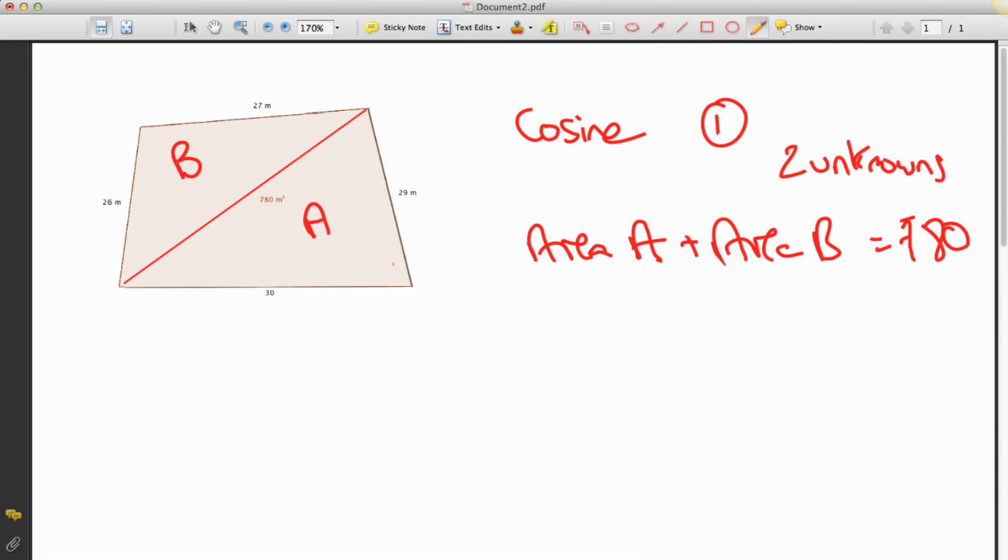The area of A is a half AB sine theta. A half, this side squared, sorry, try that again, a half 26 times 27 sine of this angle will be area B. And if I add them together, I get 780. That's an equation with two unknowns, and I already have an equation with the same unknowns. So that's two equations, two unknowns I can solve.